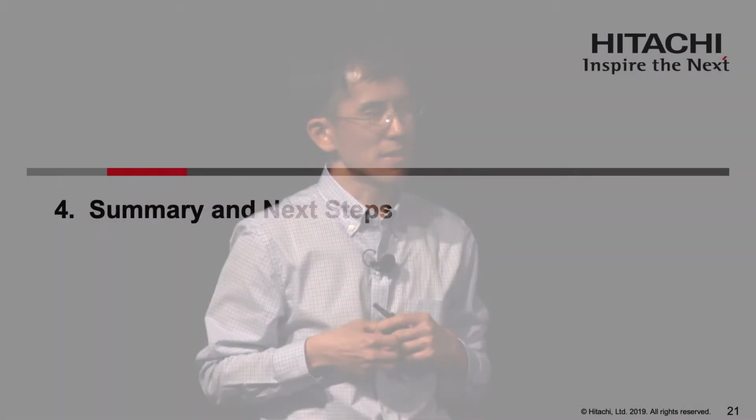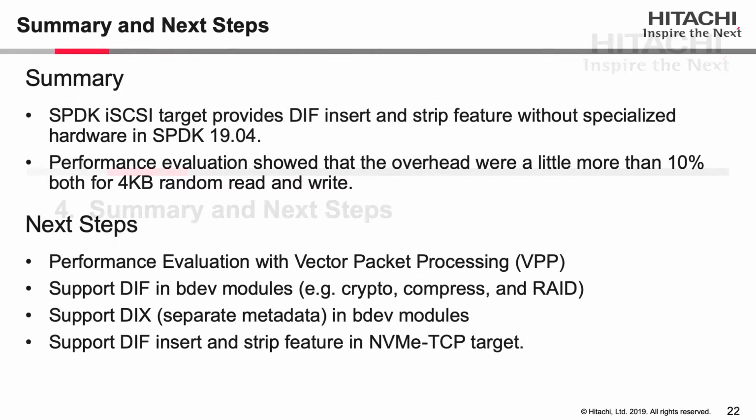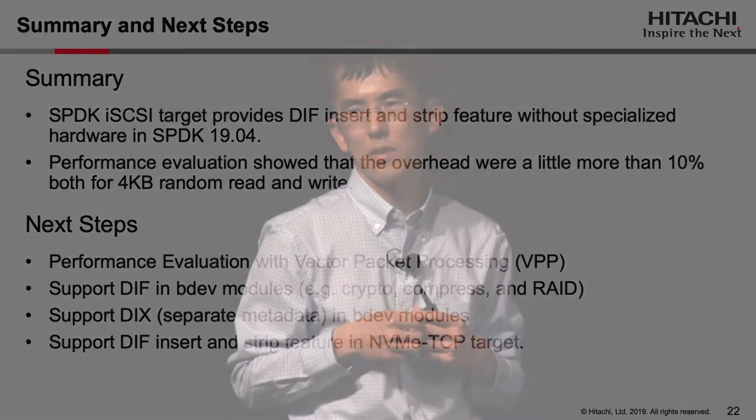This is summary and next steps. At first, now the SPDK iSCSI target provides DIF insert and strip feature without specialized hardware in SPDK 19.04, and the performance evaluation showed that the overhead was a little more than 10%, both for 4 kilobyte random read and write. And the performance comparison was not apples to apples, because we could not get a good implementation from the start, and the absolute value is not so good.